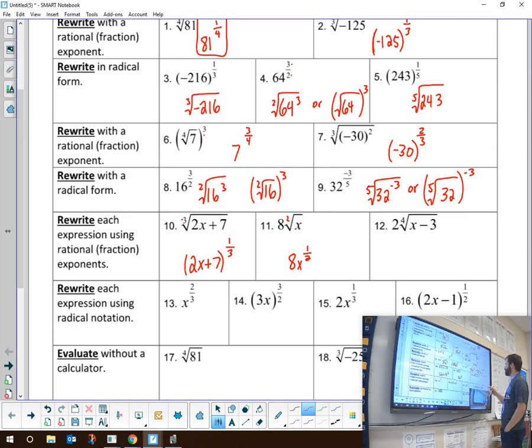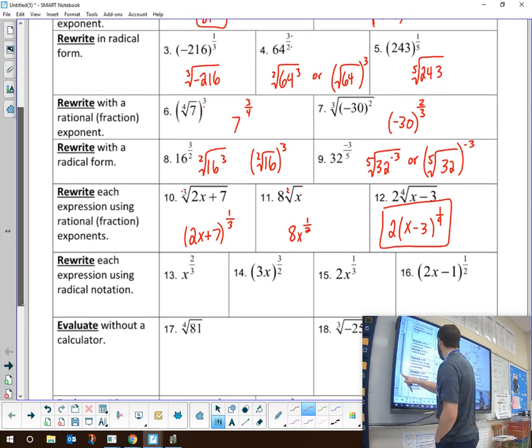Like on number 12, this one is very particular. You're going to see one like this, and it can sneak up on you and trick you. This 2 does not go on the inside. This 2 is on the outside. And we're going to build a parentheses for that root. Okay? So we're going to leave that x minus 3 inside the parentheses. Then this has an index of 4, so it's going to be raised to the power of 1/4. So this is my answer for number 12.